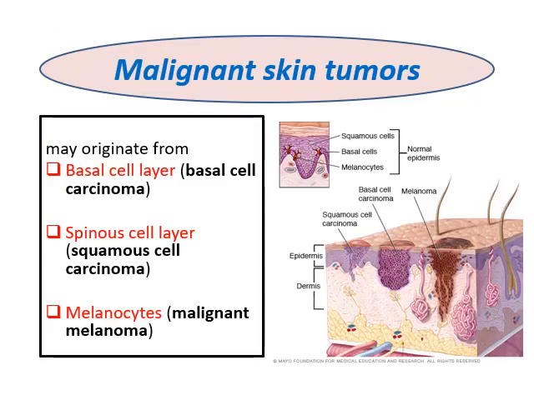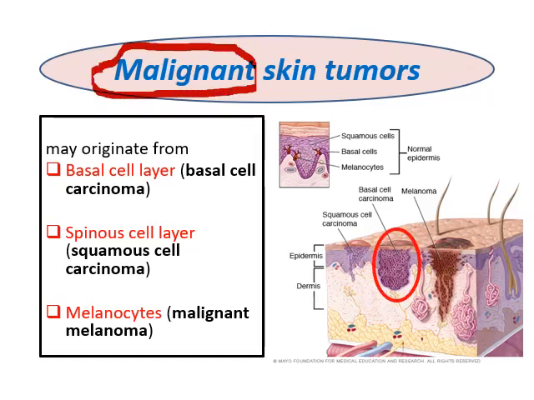Also there are different types of malignant skin tumors that arise from the cells of the epidermis. We have basal cell carcinoma, which arises from the basal cell layer. We have squamous cell carcinoma, which arises from the stratum spinosum or spinous cell layer, and we have malignant melanoma, which arises from the melanocytes.